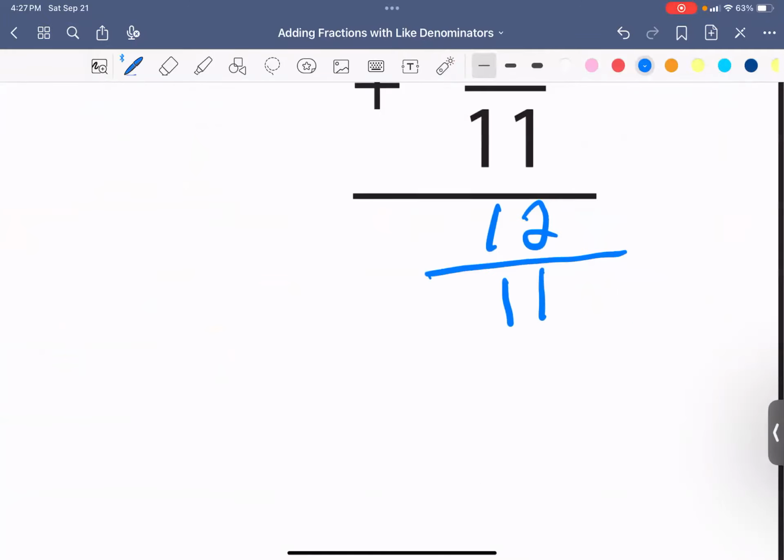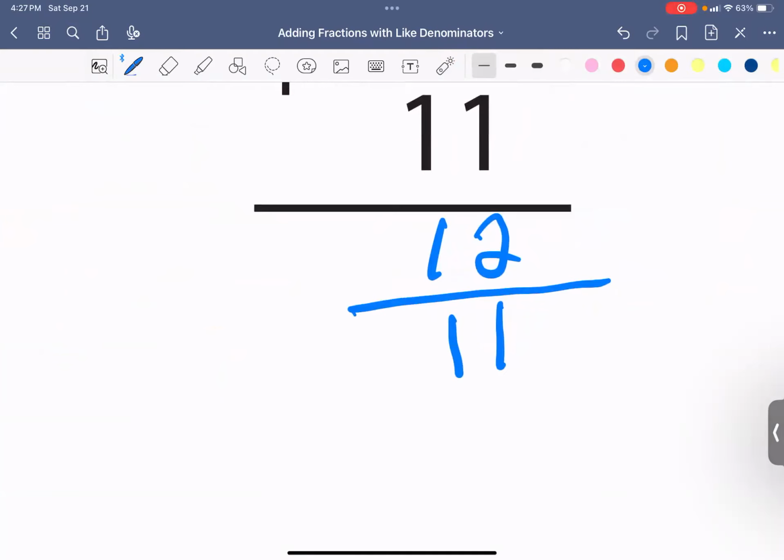Let's see. Do we have any other improper fractions? Yes, we have 12/11. So how many times can 11 go into 12? It can go in one time. How many are left over? Well, 12 minus 11 is 1, and we keep the same denominator of 11. So in simplest form, 12/11 is 1 1/11.